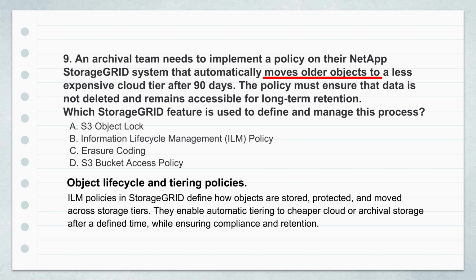This is where StorageGRID ILM policy comes into play. ILM stands for Information Lifecycle Management policies. This is within NetApp's StorageGRID object storage solution. These policies let you define quite sophisticated rules for object placement, retention, and tiering. For example, you can set up rules to automatically move older objects to a less expensive cloud tier after 90 days, or even delete them after a set period if regulations allow. Compliance is key there. Absolutely. This ensures compliance with retention and accessibility requirements while simultaneously optimizing storage costs. That's a huge win for any organization dealing with large, evolving archives or data sets.